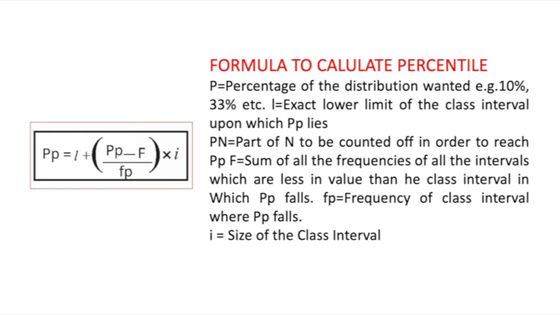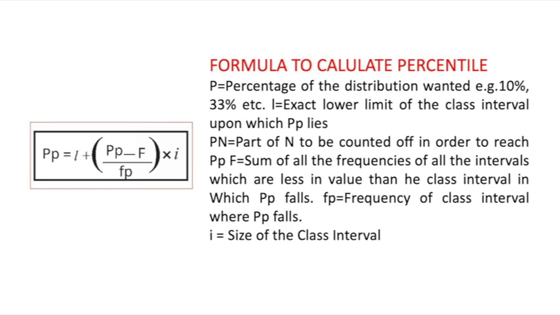Next is L. L is the exact lower limit of the class interval upon which Pp lies. We will find out the class interval in which Pp will come, so the lower limit of that class interval will be the value of L. Then there is pn, the part to be computed in order to reach it. Then capital F is the sum of the frequencies of all the class intervals which are less in value than the class interval in which Pp falls.